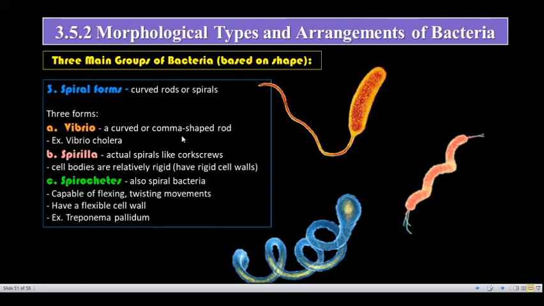Okay, the third form is your spiral form, also known as curved rods or spirals. There are three types of your spiral form. Number one, you have the Vibrio, a curved or comma-shaped rod. Parang kama yung shape niya, as you can see here, di ba? Ayan siya. Curved shape. And the example for that is your Vibrio cholera or Vibrio cholerae.